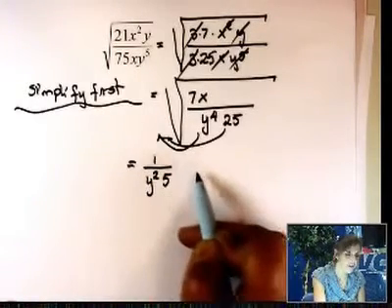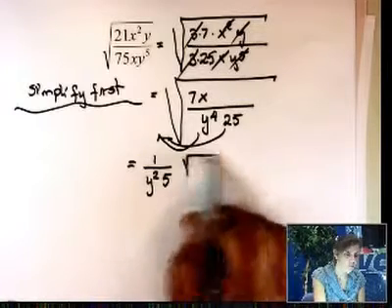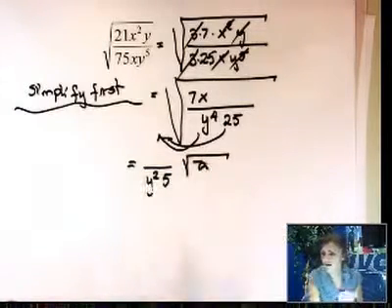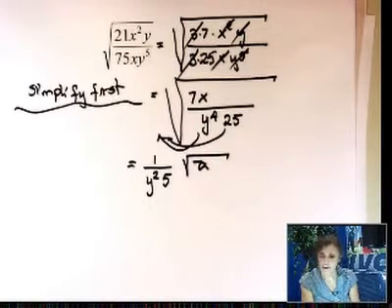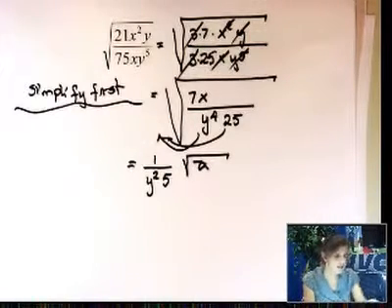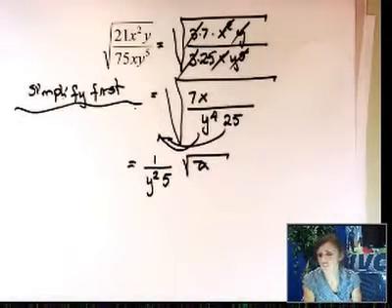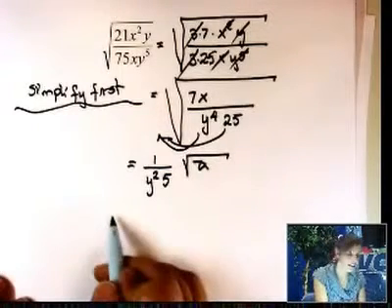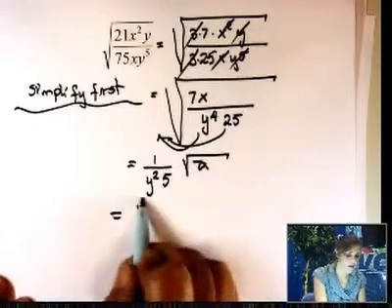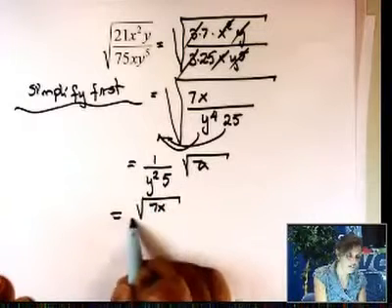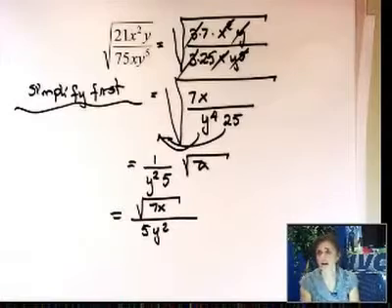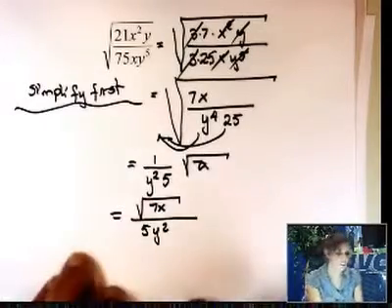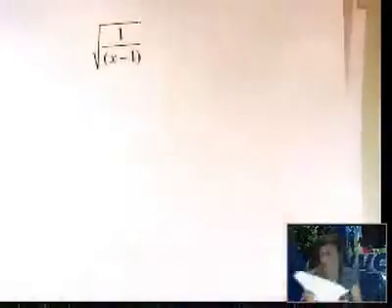What do you have left behind? You're going to have a 7x. Alright, and guess what? That is a pretty good deal. I didn't even have to rationalize the denominator, and you can write it that way as well. 7x over 5y squared. Okay, that's another example. Actually, it's a pretty good one.